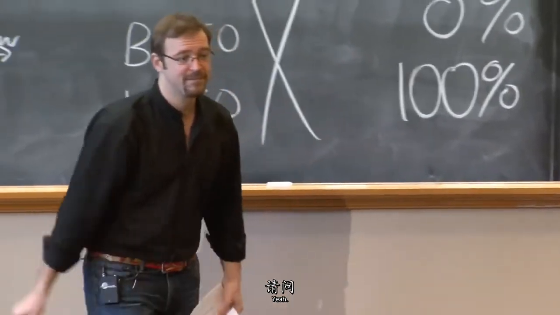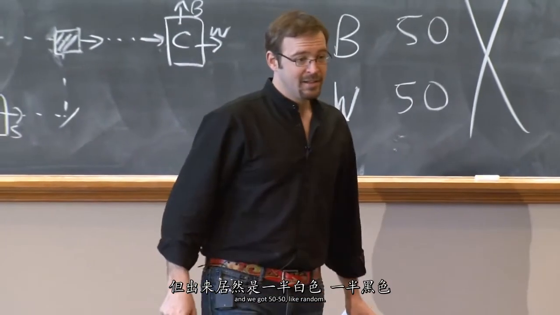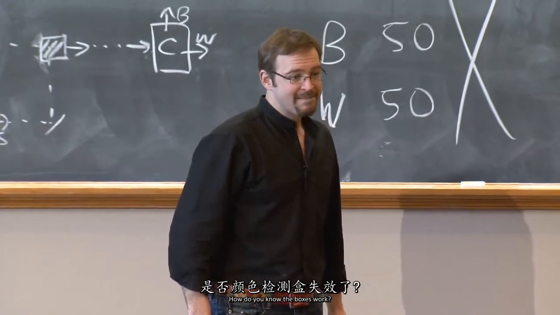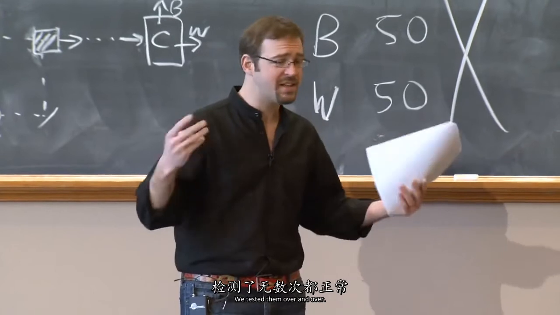Okay? Yeah? So we have a color box, we put in white electrons, and we get 50-50, like random stuff. How do you know the boxes work? How do I know the boxes work? Well, these are the same boxes we used from the beginning. We tested them over and over.